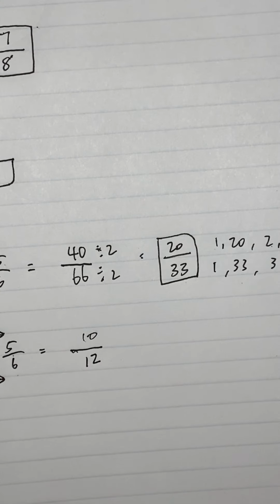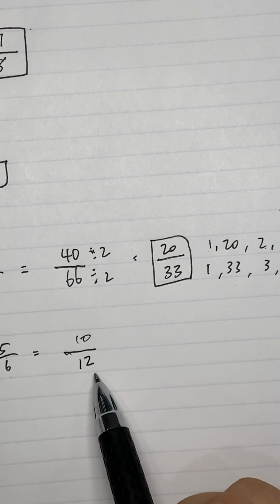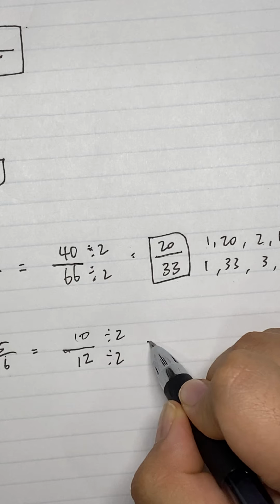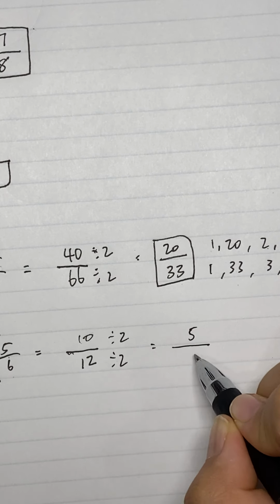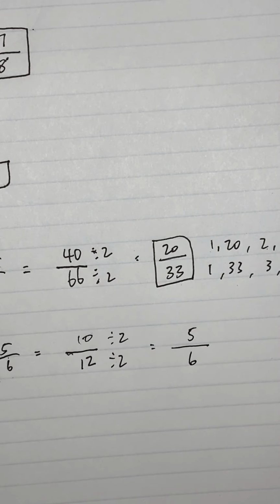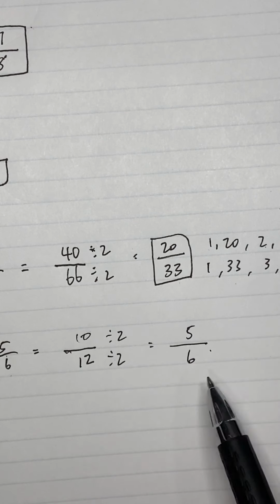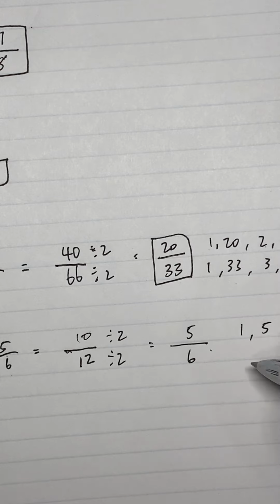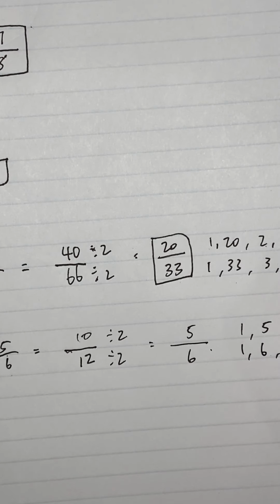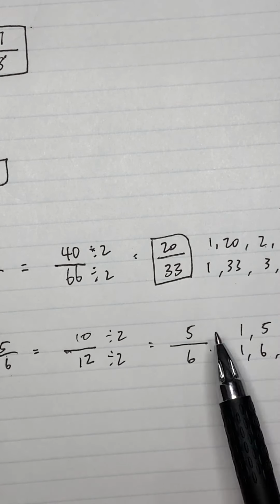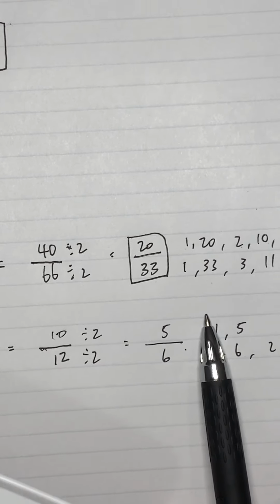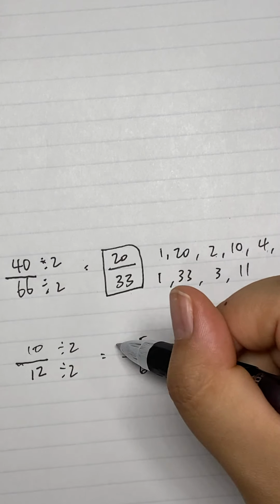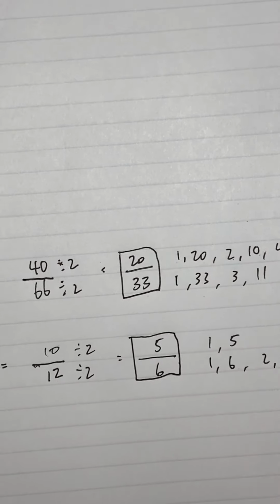Then you ask yourself again, can this be divided further? So you can divide by 2 again. And when you do that, you get 5 over 6. Then you ask yourself again, can this be simplified even further, and it cannot because the factors are again 1 and 5, 1, 6, 2, 3. And they do not have any of the same terms other than 1, which you do not look at. So this is simplified to its lowest.